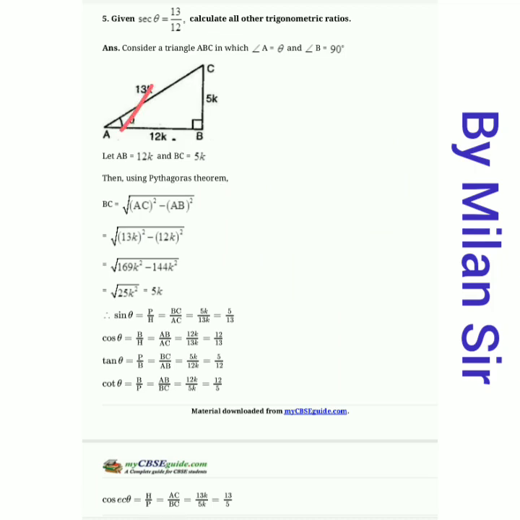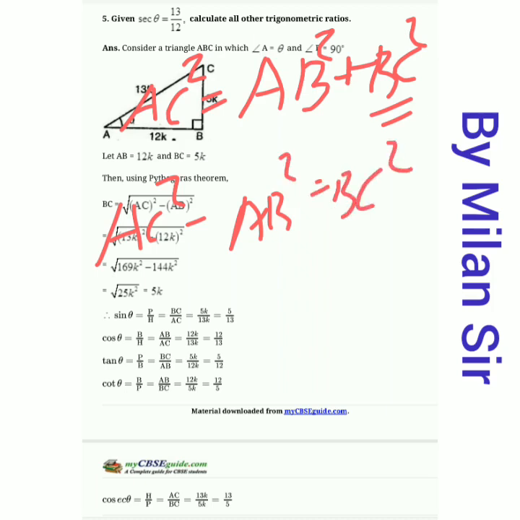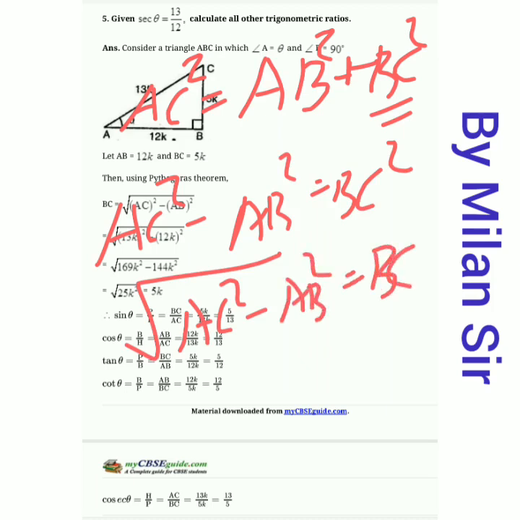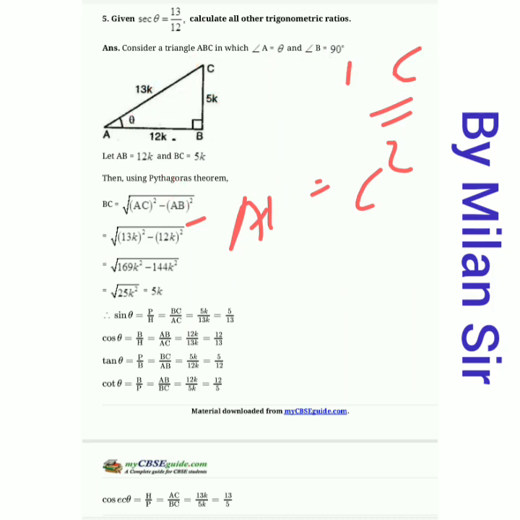So what is Pythagoras theorem? Hypotenuse AC square is equal to AB square plus BC square. Here we need to find BC. So BC as it is, transfer AB to the left hand side. So AC square minus AB square is equal to BC square, and take square root from both sides. So the square root of AC square minus AB square is equal to the square root of BC square, which is BC. So this formula we use here: BC is equal to under root AC square minus AB square.